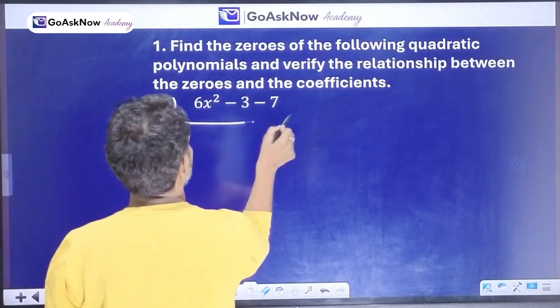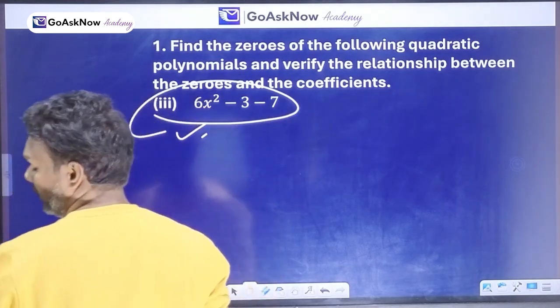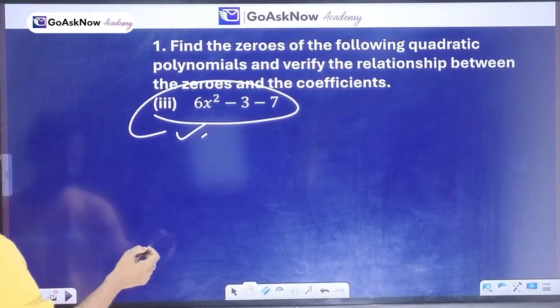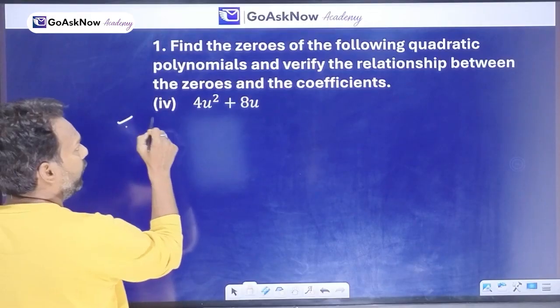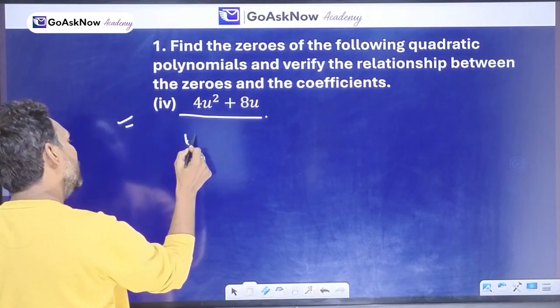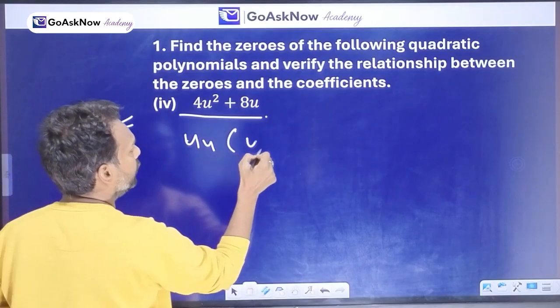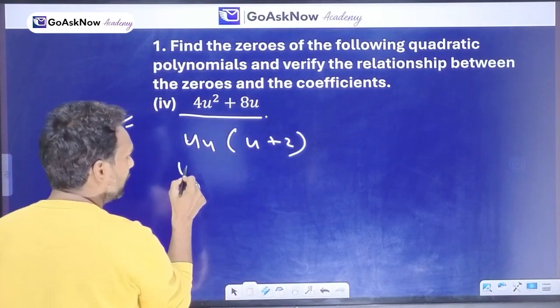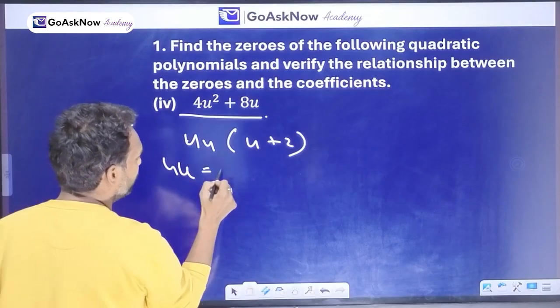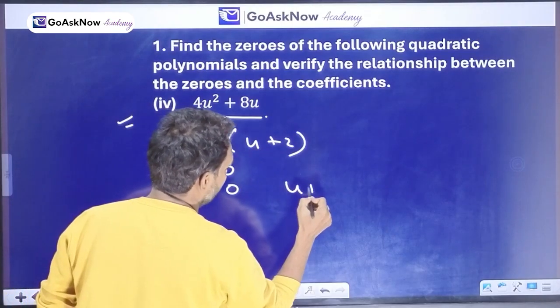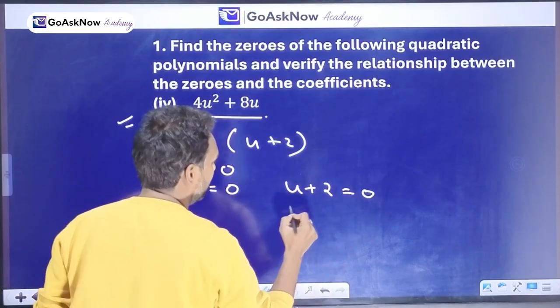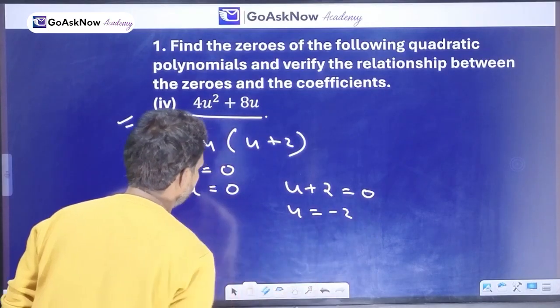I think there's a typo error over here. Okay, let's leave it. For this equation, 4u square plus 8u, common is 4u into u plus 2. Roots: 4u is equal to 0, means u is equal to 0, and u plus 2 is equal to 0, means u is equal to minus 2.